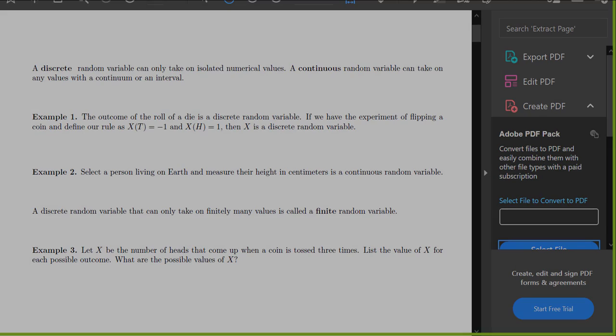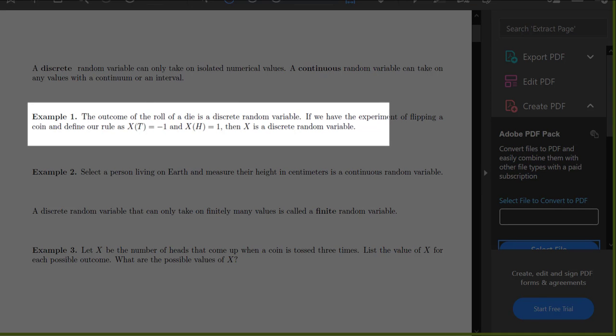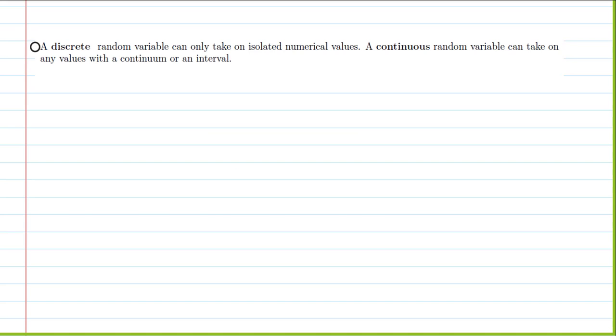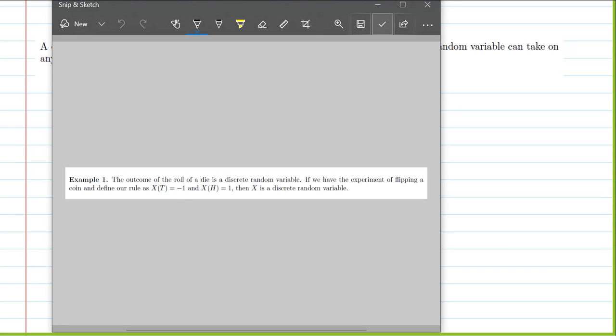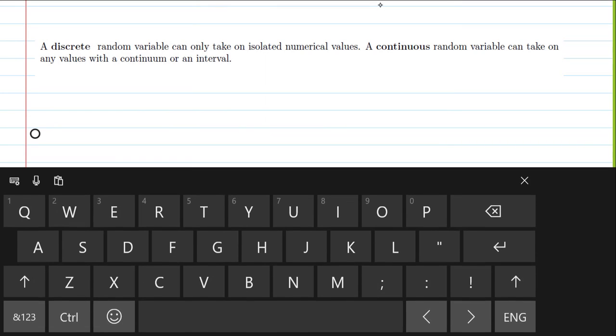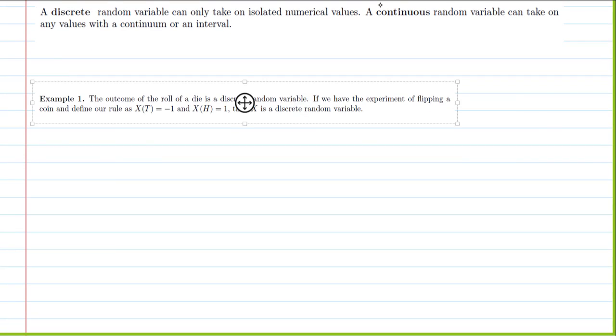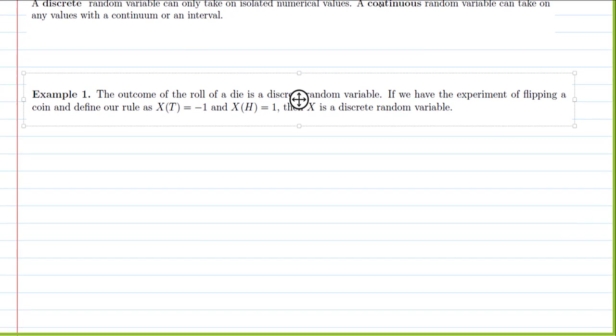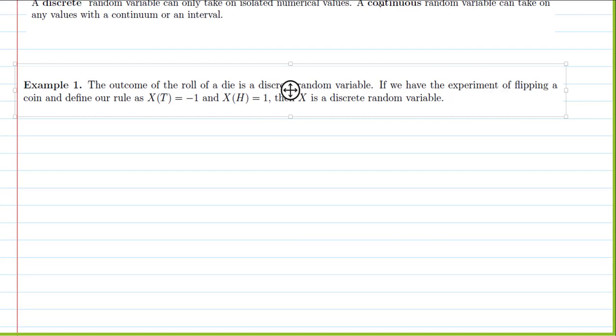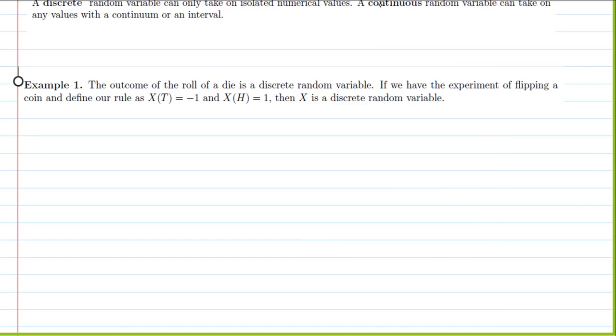All right, so here's example number 1. And it is an example of a discrete random variable. The outcome of the roll of a die is a discrete random variable. If we have the experiment of flipping a coin, and define our rule to be X of tails equals -1 and X of H equals +1, then X is a discrete random variable.